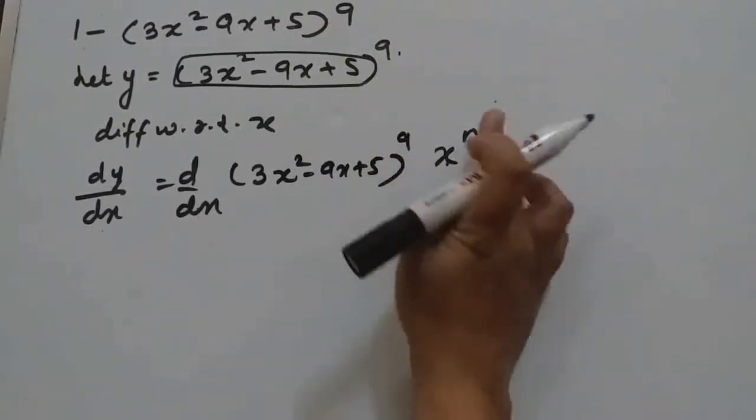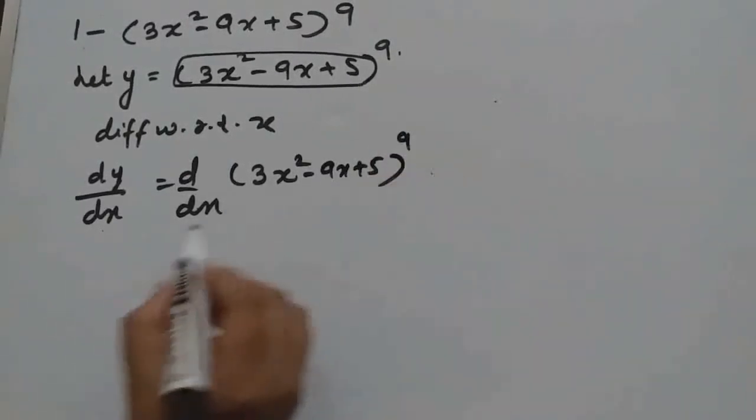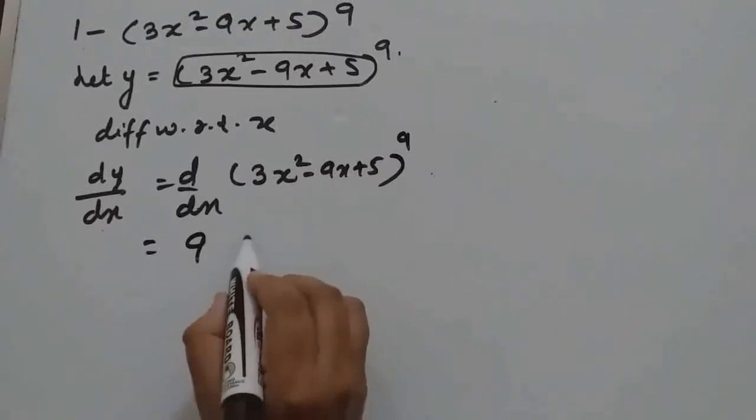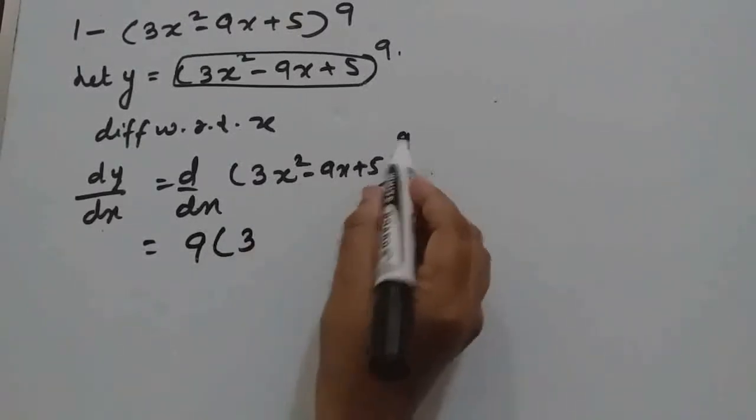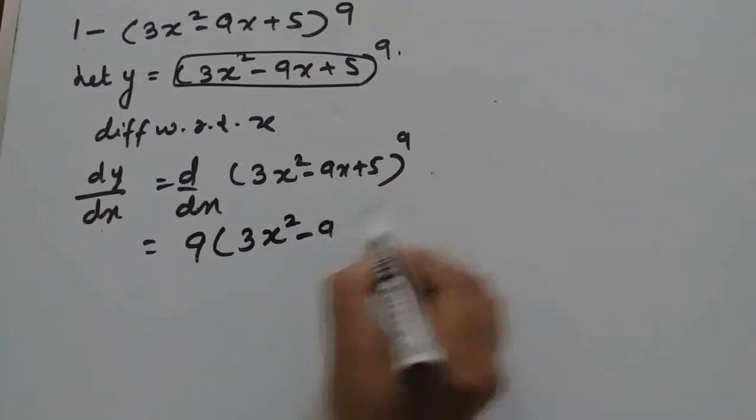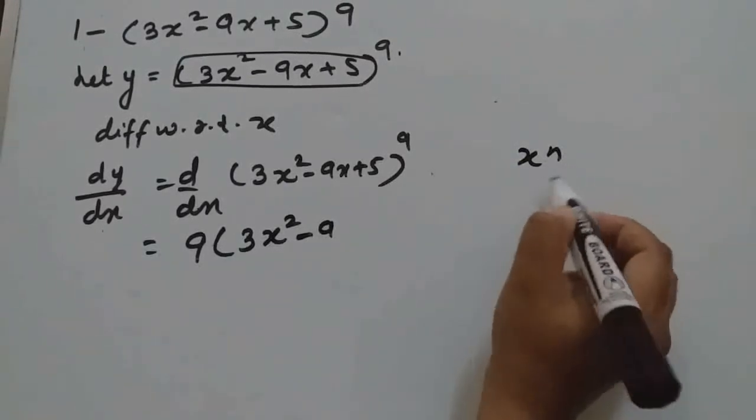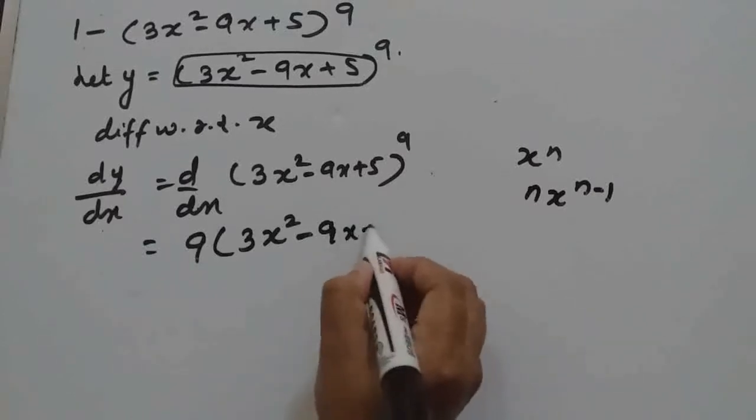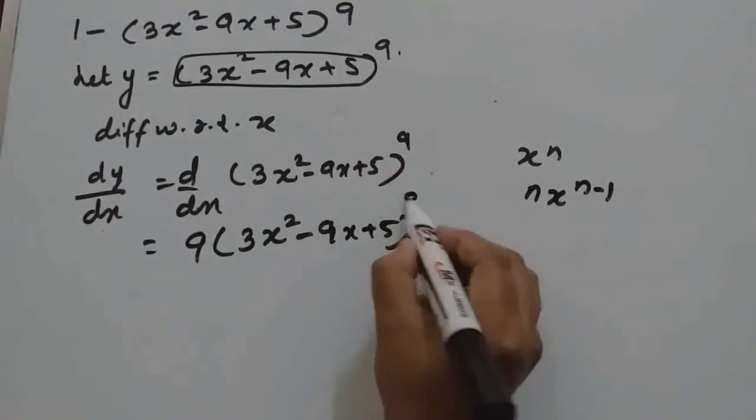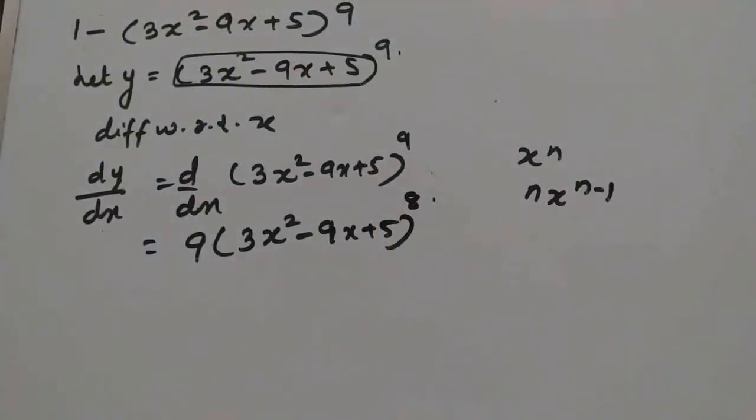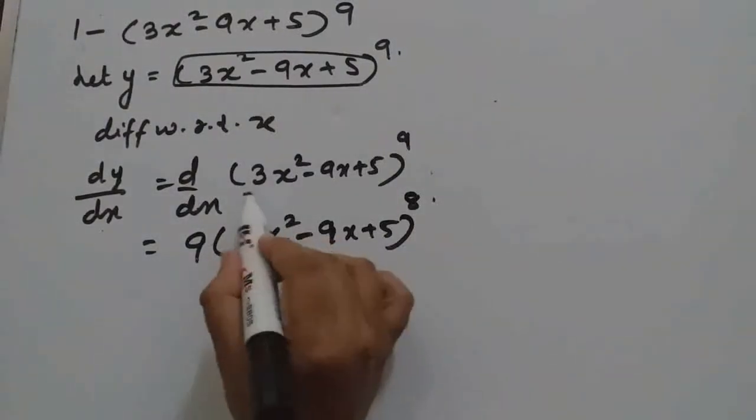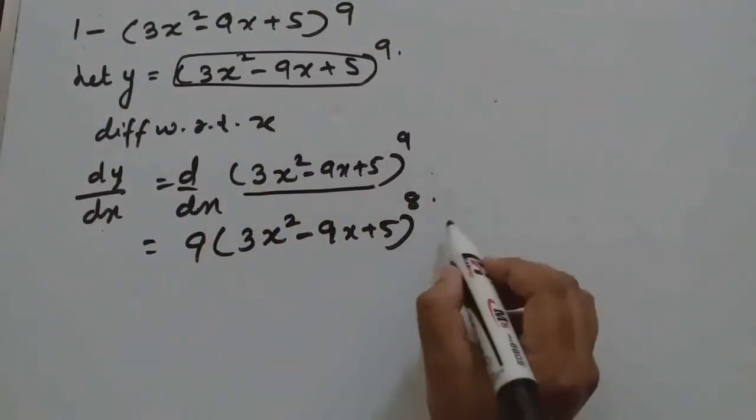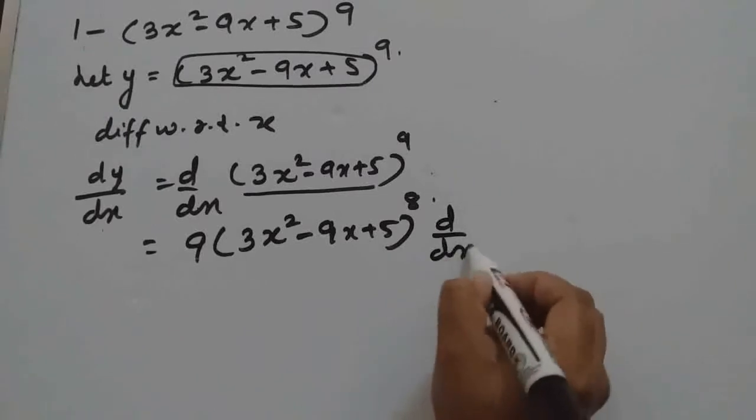So according to the power rule, this 9 will come out. Then from the power we should subtract 1, isn't it? Because the derivative of x^n is what? n x^(n−1). So what we will do? We will subtract 1 from the power. It will become 8. Then this complete function is given instead of x. So the derivative of a composite function.